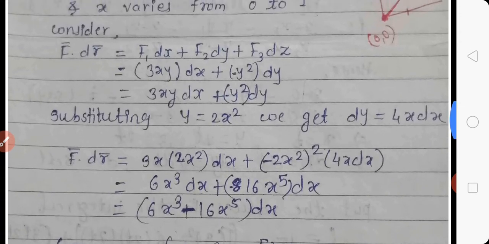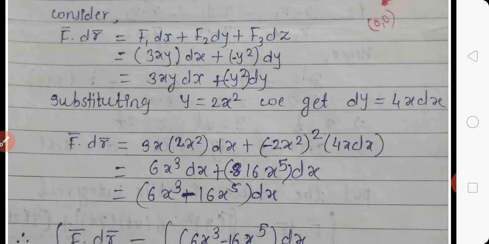Now here we can reduce all these in terms of x. For this we substitute the value y is 2x squared. If we substitute the value, then we got F bar dot dr bar is equal to 3x(2x squared) dx plus (minus (2x squared) whole squared) into 4x dx. Substitute the values and simplify, we got the value (6x cubed minus 16x raised to 5) dx.